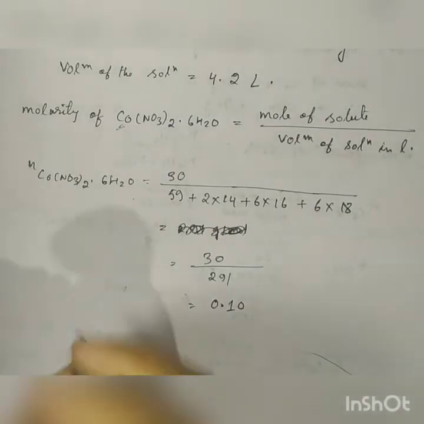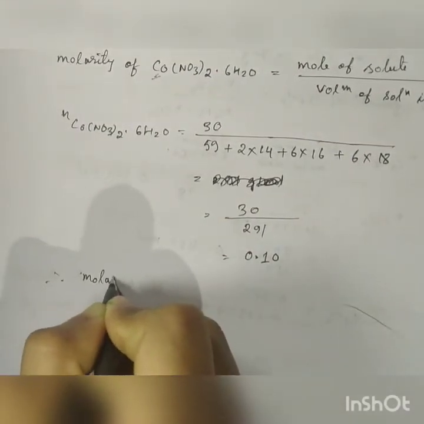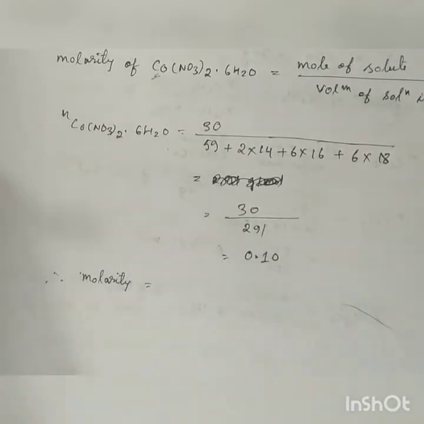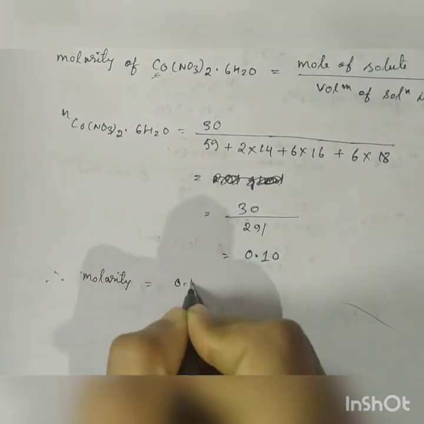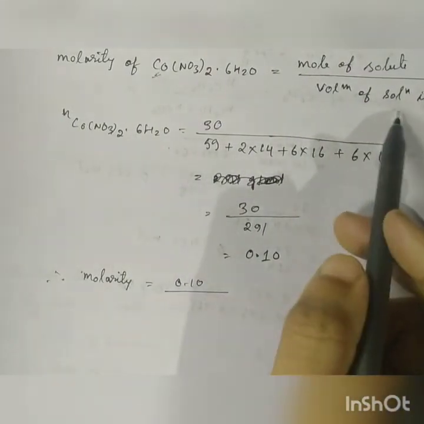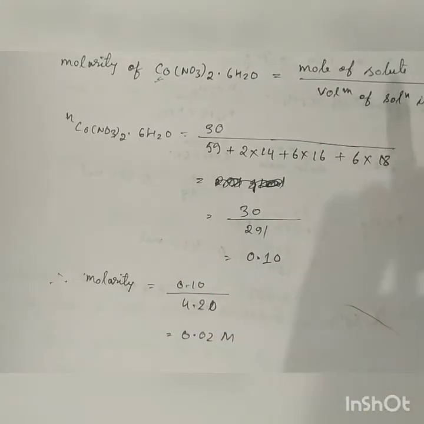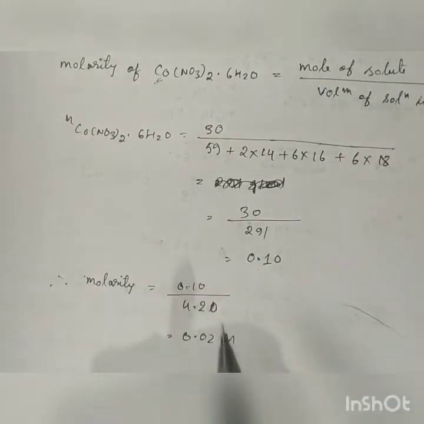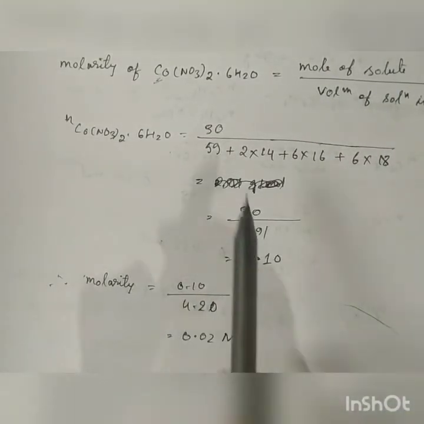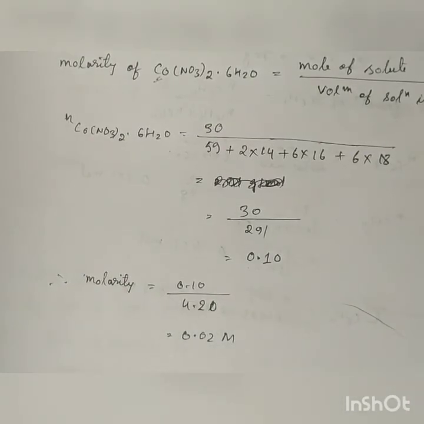The value will become 0.10. Okay, now calculate the molarity. Molarity will be moles of the solute, 0.10, divided by volume. Now just put the values of number of moles and volume of the solution in the formula of molarity. So moles of the solute is 0.10 and volume is given as 4.2. After calculation you will get 0.02 molar.